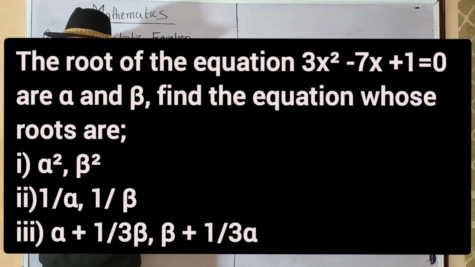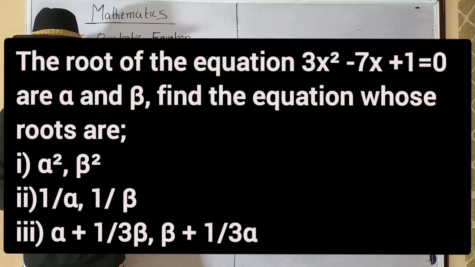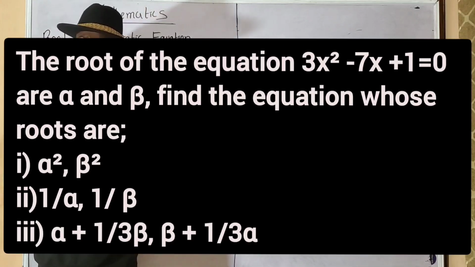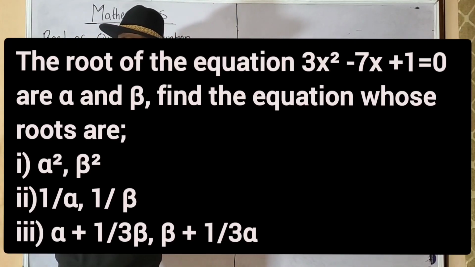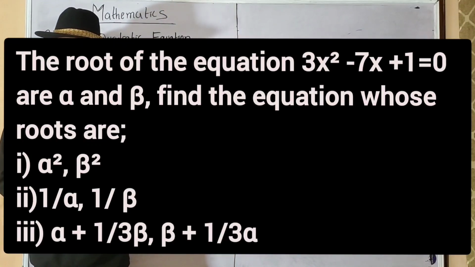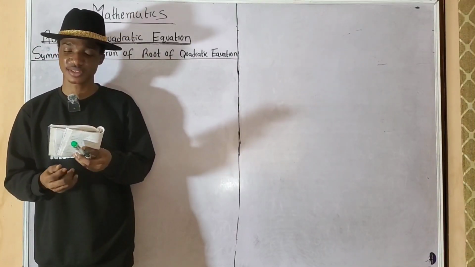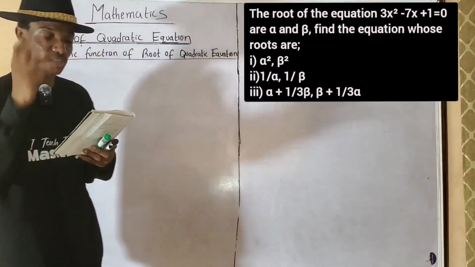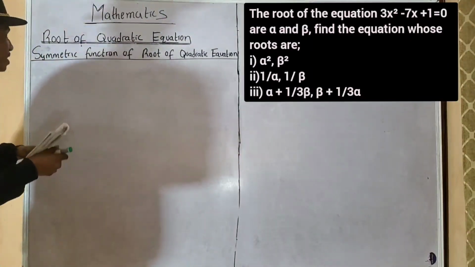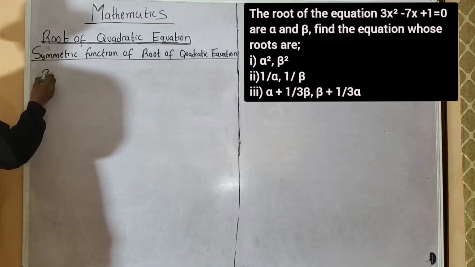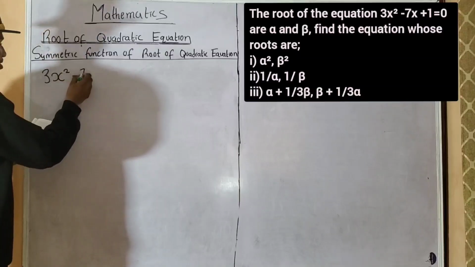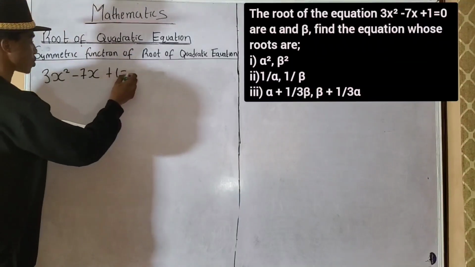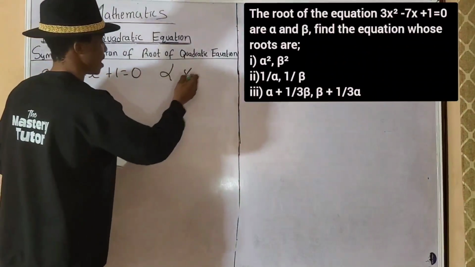The roots of the equation 3x squared minus 7x plus 1 equals 0 are alpha and beta. Find the equations whose roots are alpha squared and beta squared, 1 over alpha and 1 over beta, alpha plus 1 over 3 beta, beta plus 1 over 3 alpha. We are asked to solve 3 questions under that question. We are given that the roots of the equation 3x squared minus 7x plus 1 equals 0 are alpha and beta.